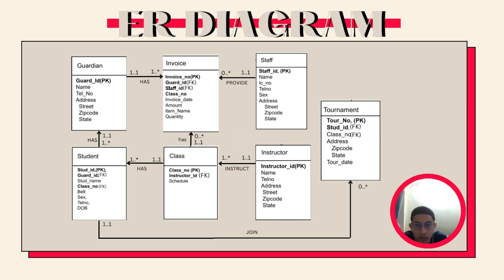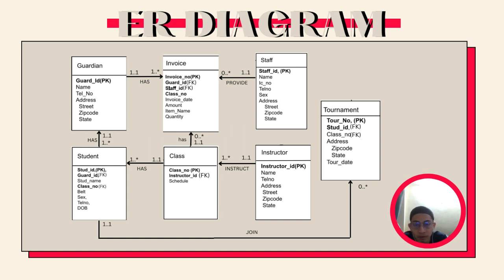Then we go to the instructor. Instructor has the instructor ID as the PK, name, phone number, address, street, zip code, and state. So an instructor instructs one class. Then we go to tournament. We have tournament ID, tournament number as the PK, student ID as FK. We have class number as the FK. We have address, zip code, and state. We have the tournament date.